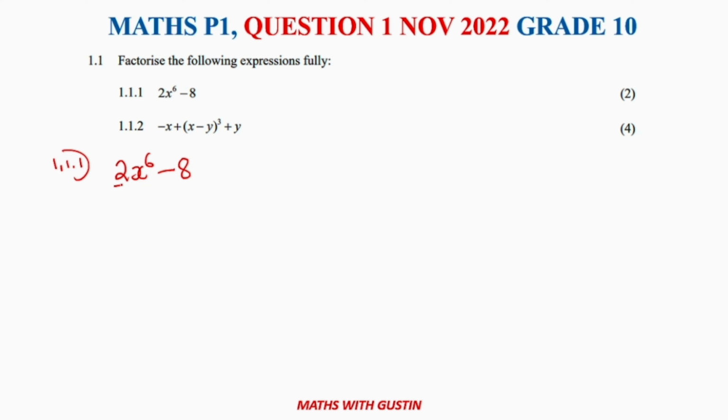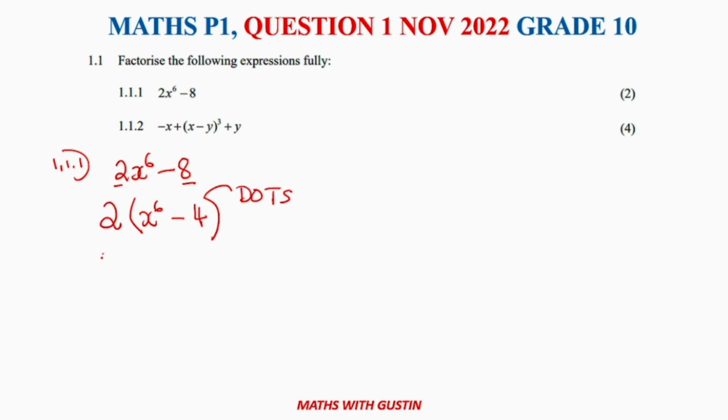If you have a look here, we've got 2 here. 2 also goes into 8 as well. We're going to take out 2 as a common factor. We say close bracket, x to the power of 6 will remain. 2 times what will give us 8? 2 times 4 will give us 8, close bracket. This one looks like a difference between 2 squares, because if you take the square root there, I know you guys refer to it as DOTS, difference of 2 squares.